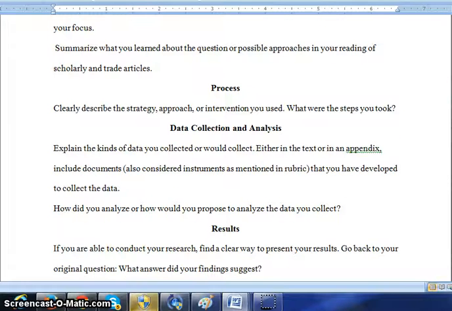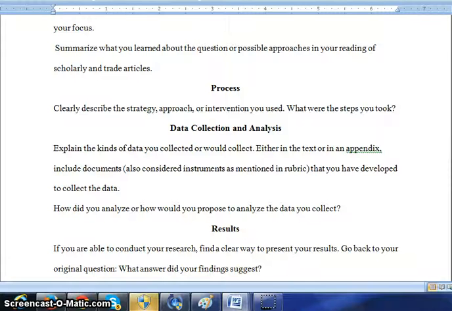Then the process, you'll clearly describe the strategy, approach, or intervention you use and what steps you took. In the process, I want you to go all the way through from the minute you ask permission from your school till you got consents from participants, all the way to, let's say you were studying math interventions, that you gave the students a pre-test, you included some kind of math intervention, and then you gave them the post-test.